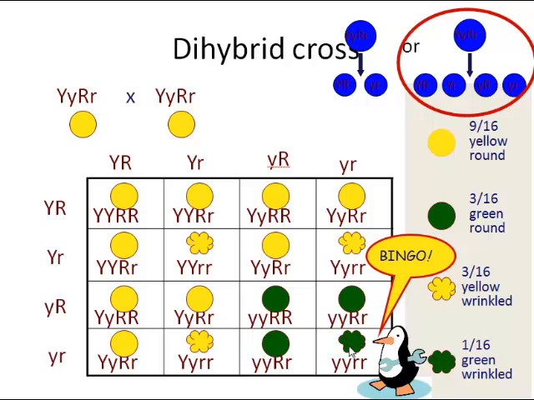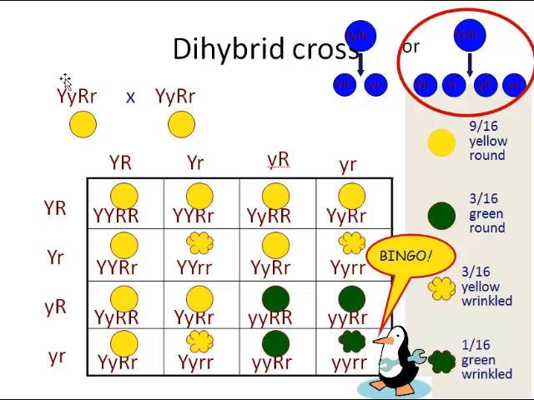And you're going to have to be very, very careful when you write your letters and very careful when you count to make sure that you're doing everything. There is one giant hint though. This 9:3:3:1 ratio is a very, very important ratio.